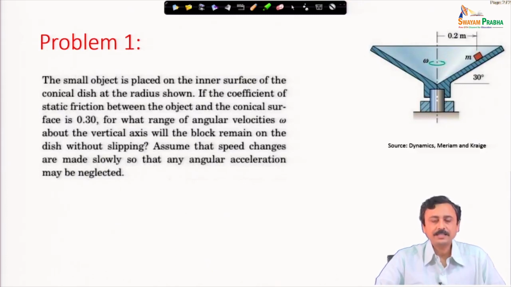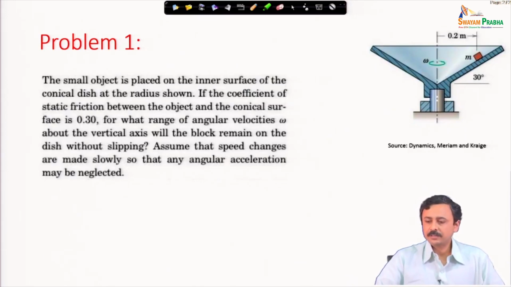The problem statement says the small object is placed on the inner surface of a conical dish at a radius shown. If the coefficient of static friction between the object and the conical surface is 0.3, for what range of angular velocities omega about the vertical axis will the block remain on the dish without slipping? Assume that speed changes are made slowly so that any angular acceleration may be neglected. This is a problem from the book of Merriam and Craig, Dynamics.